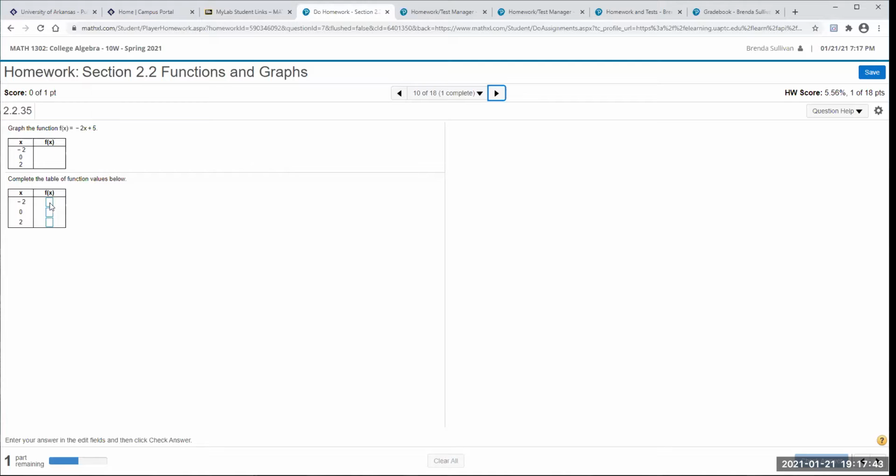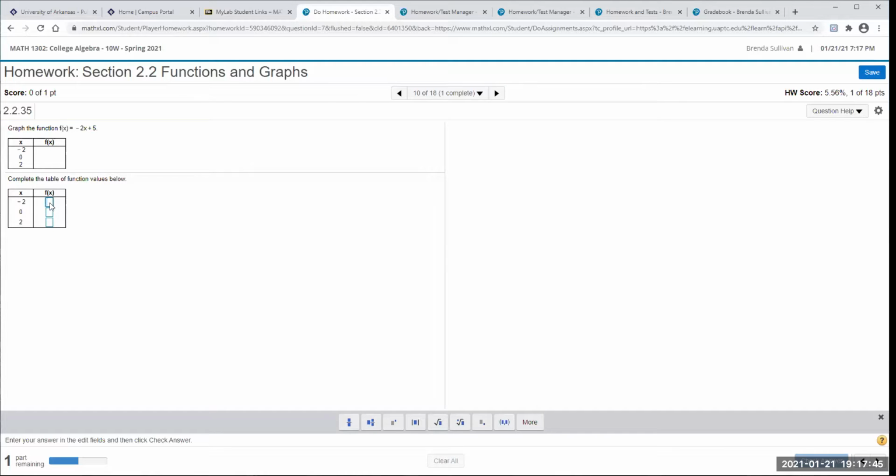So I'm going to pick this -2 one and I'm going to try to do it in my head. -2 times -2 is +4. +4 plus 5 would be +9. So I'm going to put a 9 in there. 0. -2 times 0 is 0. 0 plus 5 would be 5. So I'm going to put 5 in there.